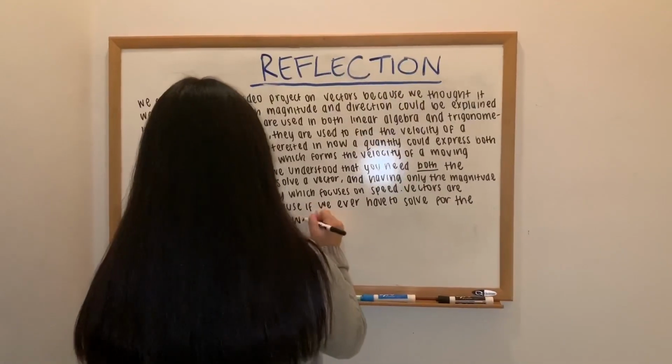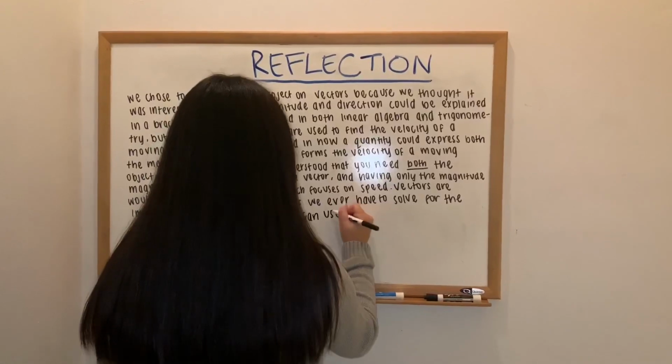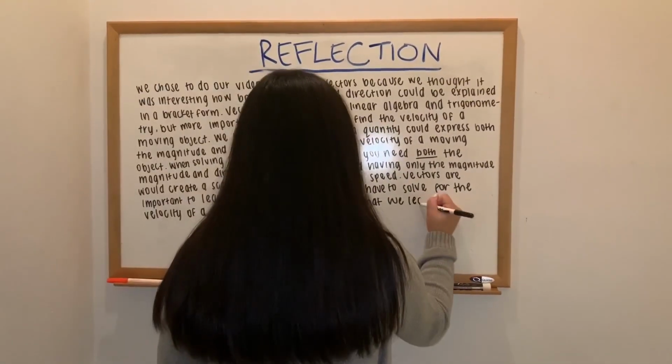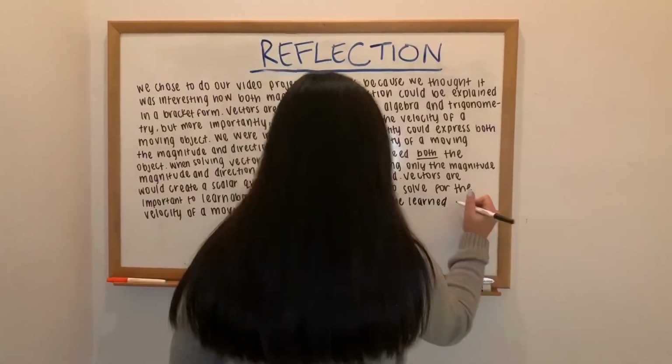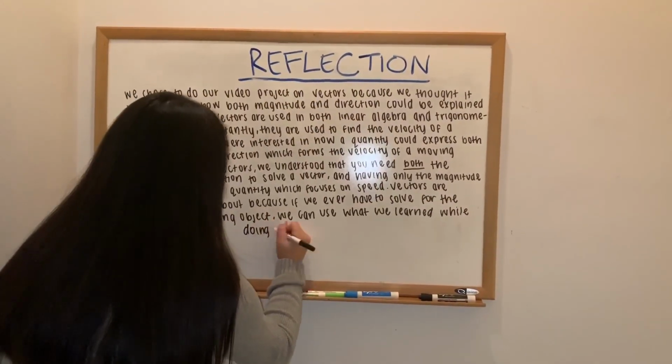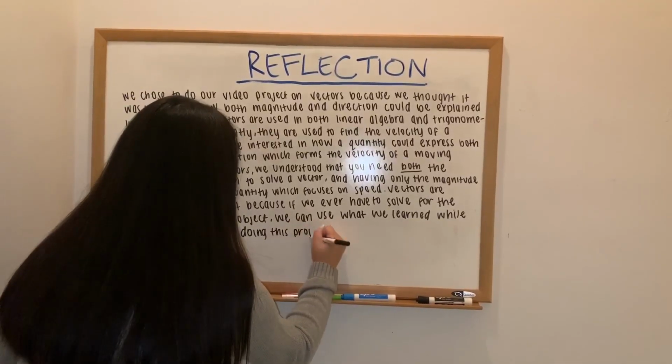When solving vectors, we understood that you need both the magnitude and direction to solve a vector, and having only the magnitude would create a scalar quantity, which focuses on speed. Vectors are important to learn about because if we ever have to solve for the velocity of a moving object, we can use what we learned while doing this project.